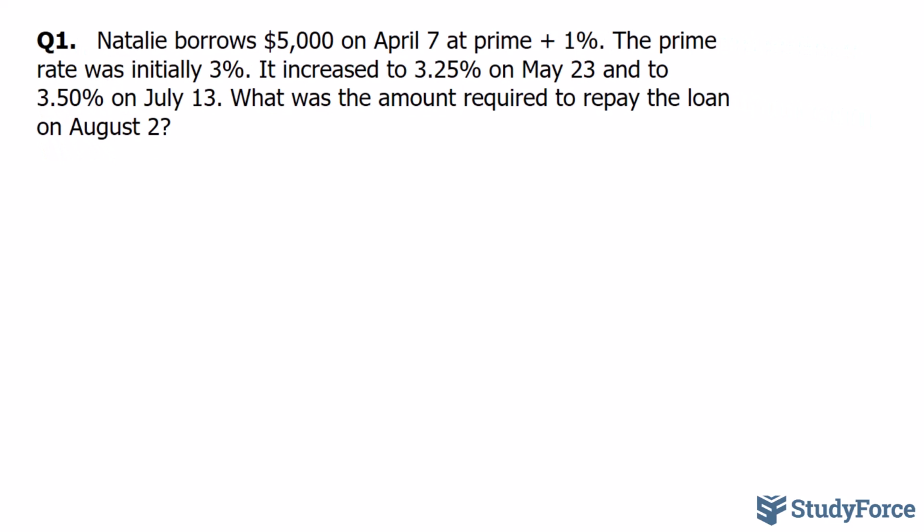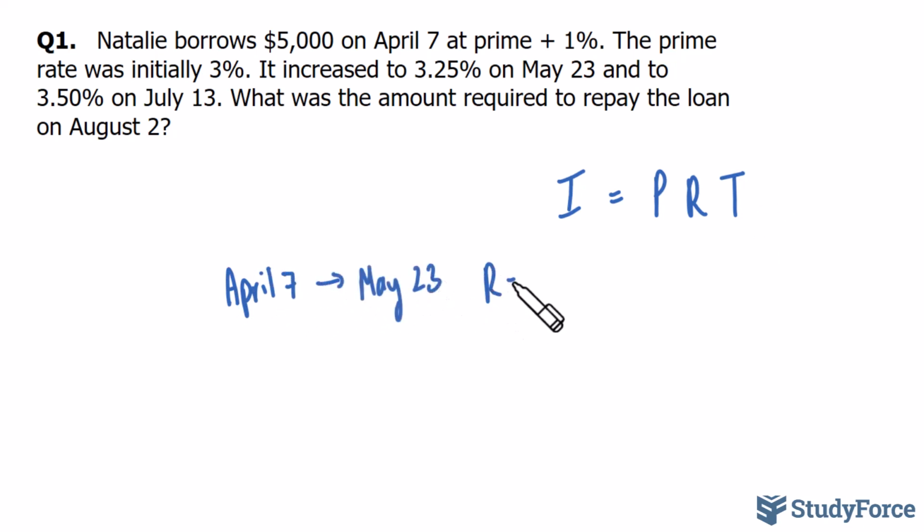To calculate the total amount that Natalie must pay by August 2nd, we must recall an important formula, the simple interest formula, where we can find the interest, I, by multiplying the principal borrowed, P, by the rate, R, multiplied by the duration, T. From April 7 to May 23rd, the interest rate was prime plus 1. So we'll say that R is equal to 3% plus 1%, which amounts to 4% during that period.